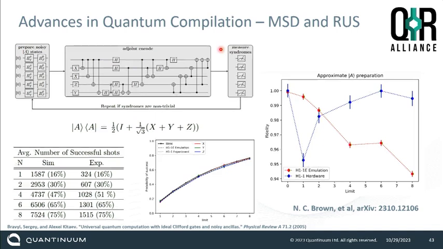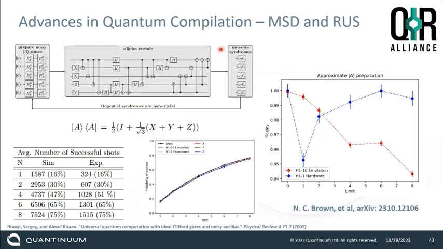So the first one is this. Let's see if I can get the title right, because it's a mouthful. Advances in Quantum Compilation: a demonstration of magic state distillation and repeat until success protocols. At the heart of this paper is the ability to leverage the LLVM compiler toolchain, which is really good at optimizing control flow logic, to realize these more complex fault-tolerant schemes that require control flow logic.